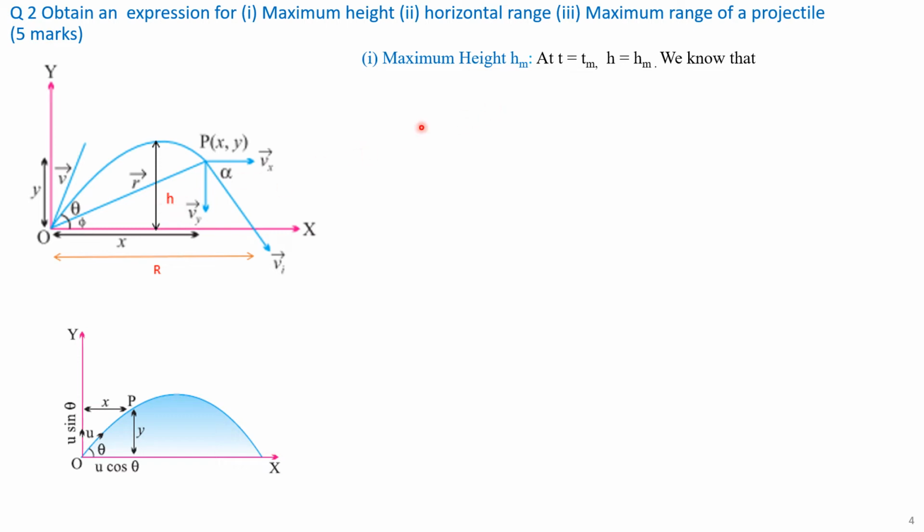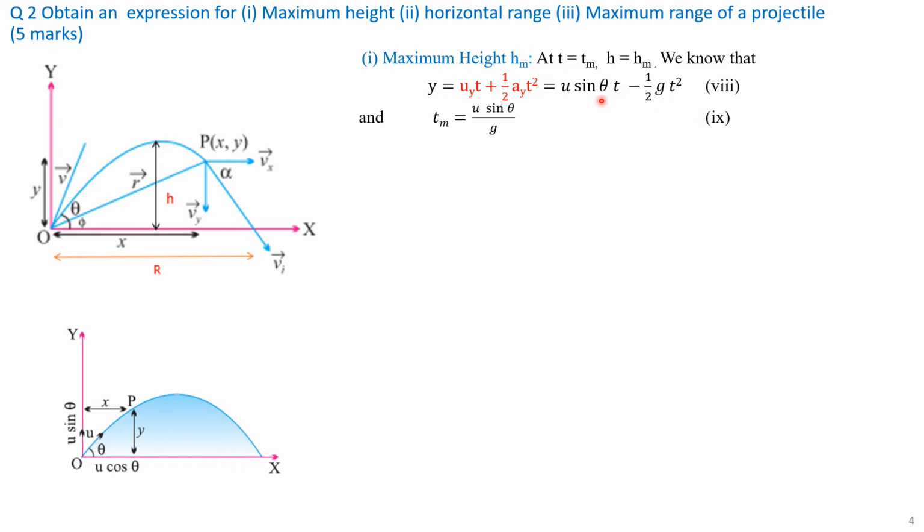Therefore, at time t is equal to Tm, at this instant, H is equal to Hm. We know that y is equal to uy into t plus half ay t square. Here uy is u sin theta. Therefore, y is equal to u sin theta into t minus half g t square. This ay is g, downward, falling under free fall. That's why it is minus g. Therefore, let it be equation 8.